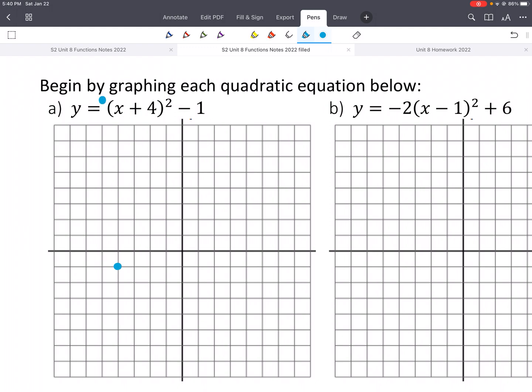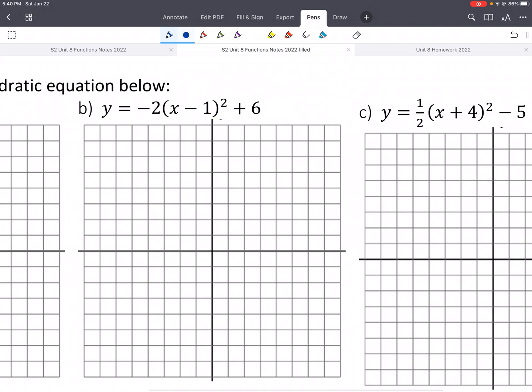And then we'd use our growth pattern. Here, a is 1. And so we'd go over 1, up 1, over 1, up 3, over 1, up 5. And then we'd do it on the opposite side. And then we would just connect the dots. Okay. So if you want to pause and try the other ones.